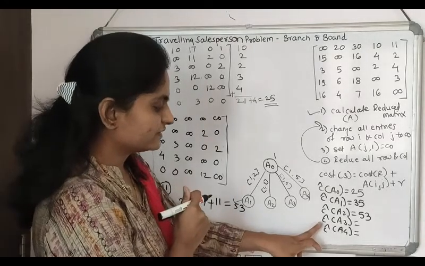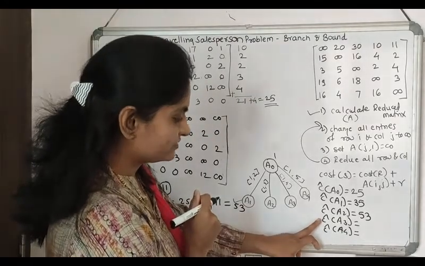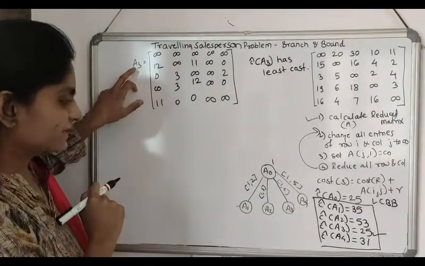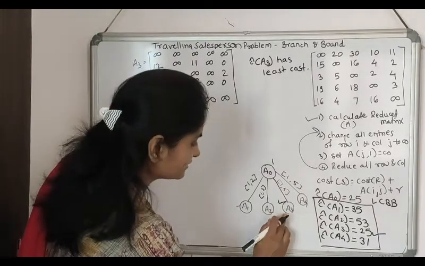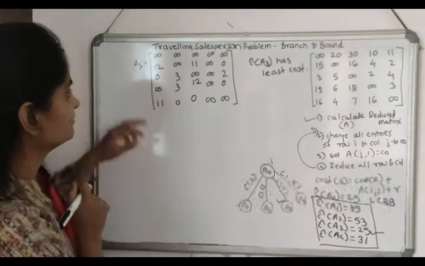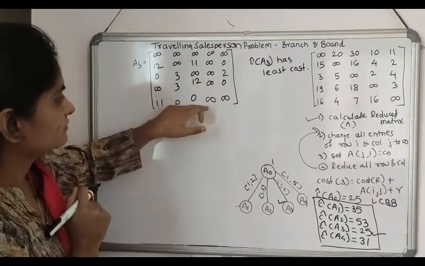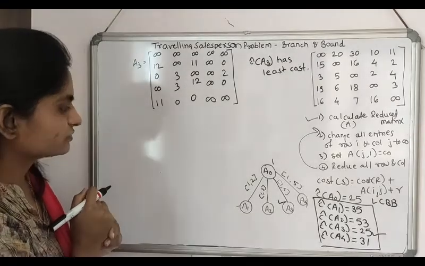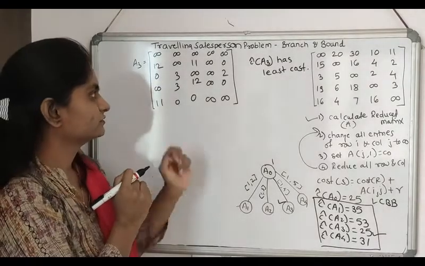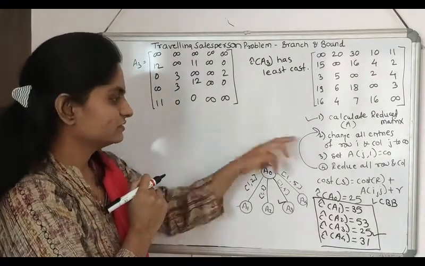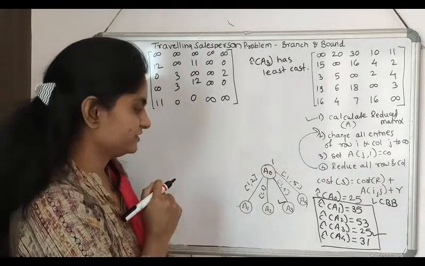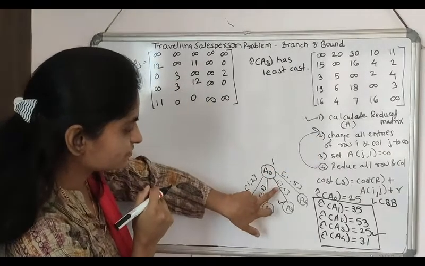Similarly, to calculate the cost C cap of A3, we explore this A3. First, the first row and fourth column values are set to infinity. A3, that is, the path is 1 to 4.